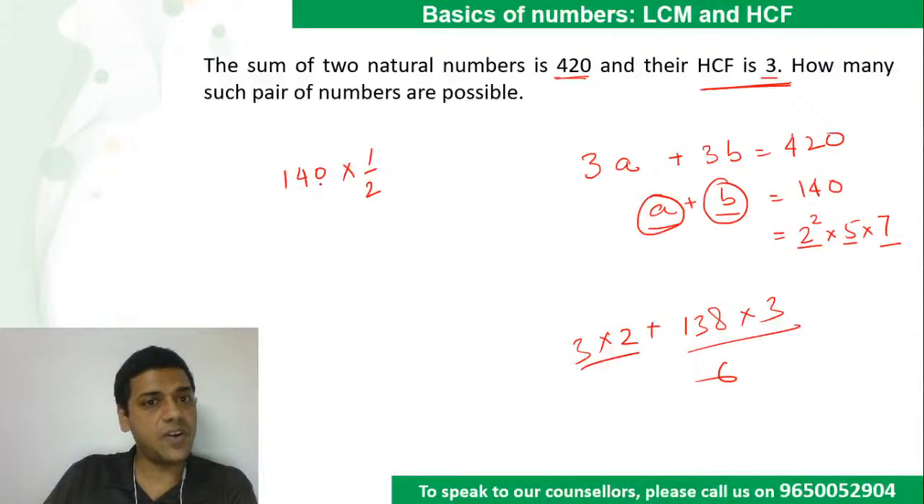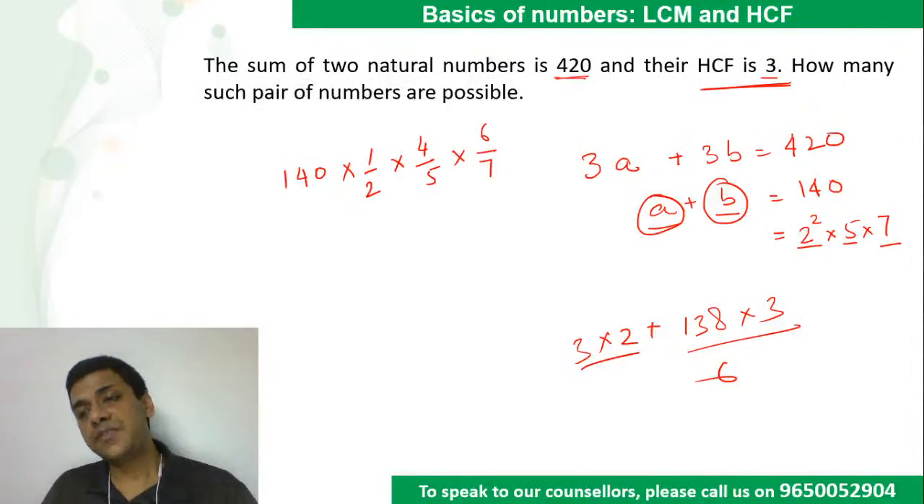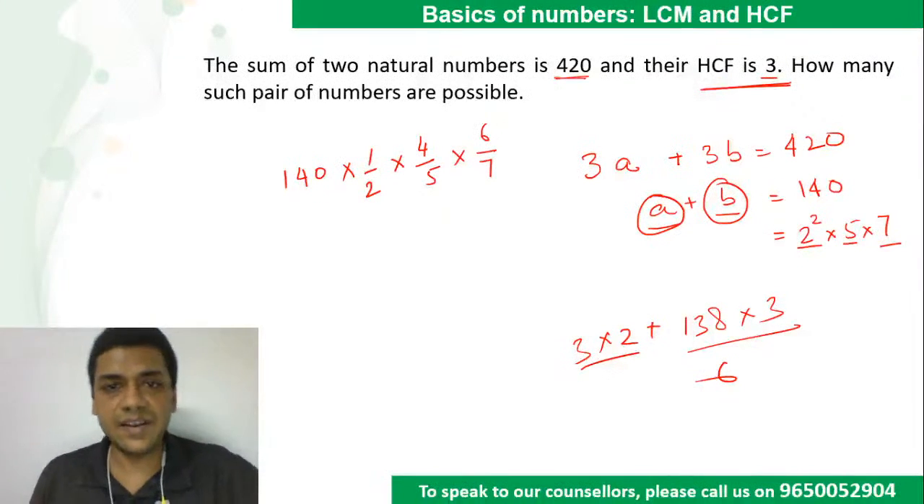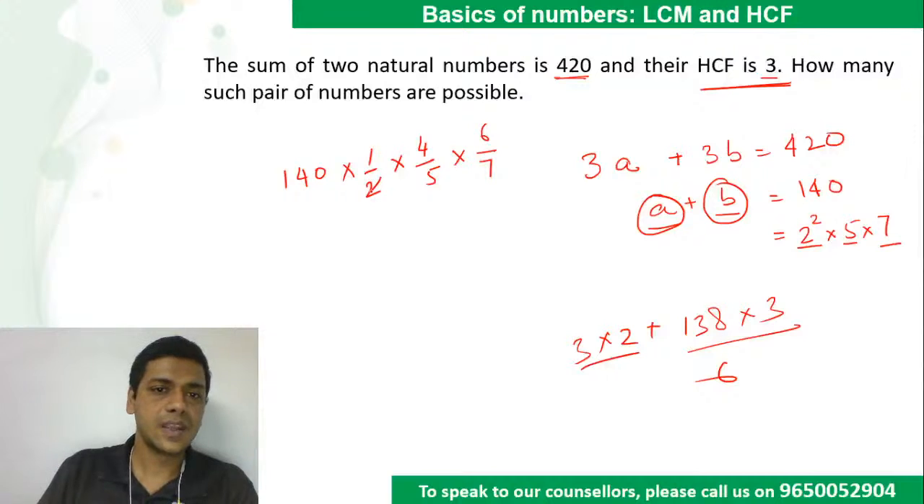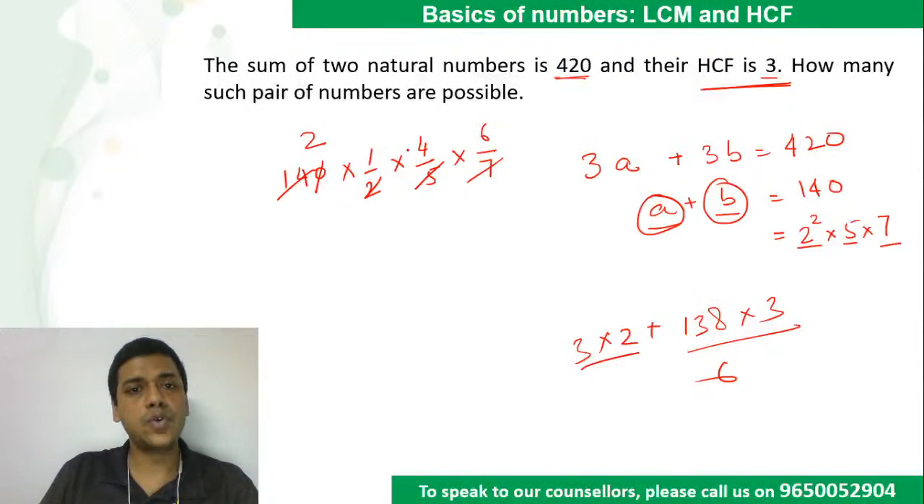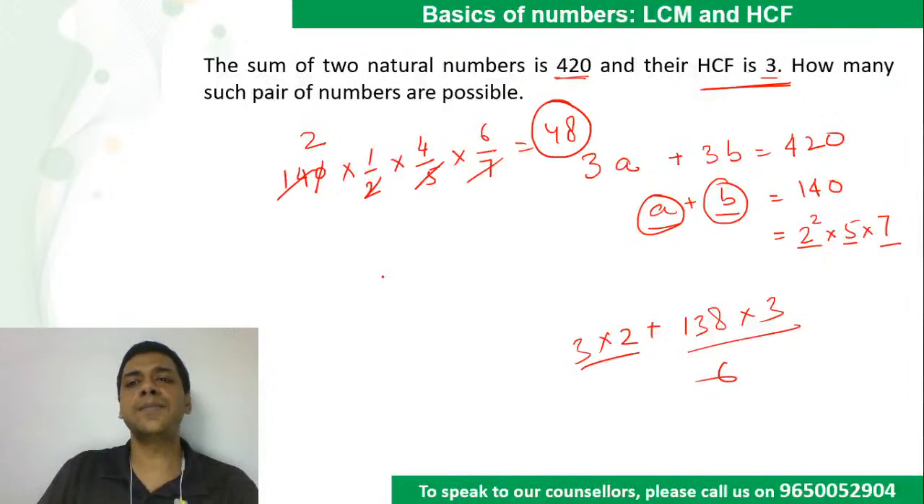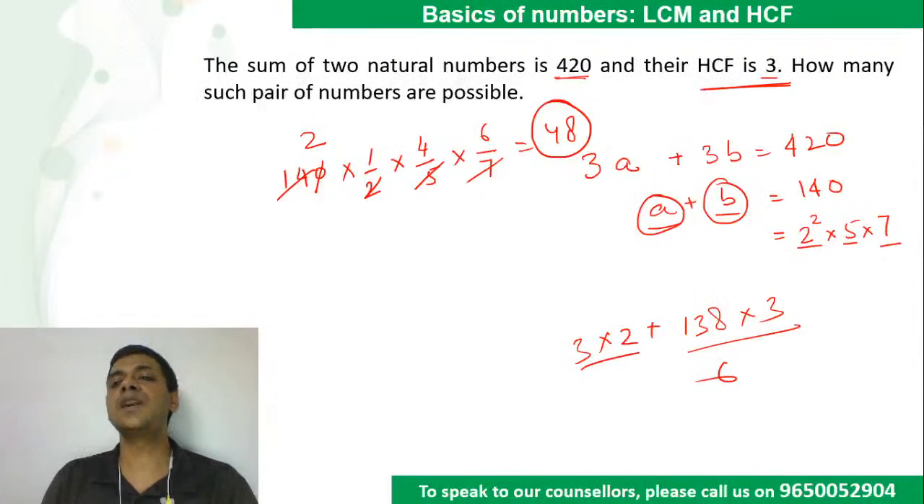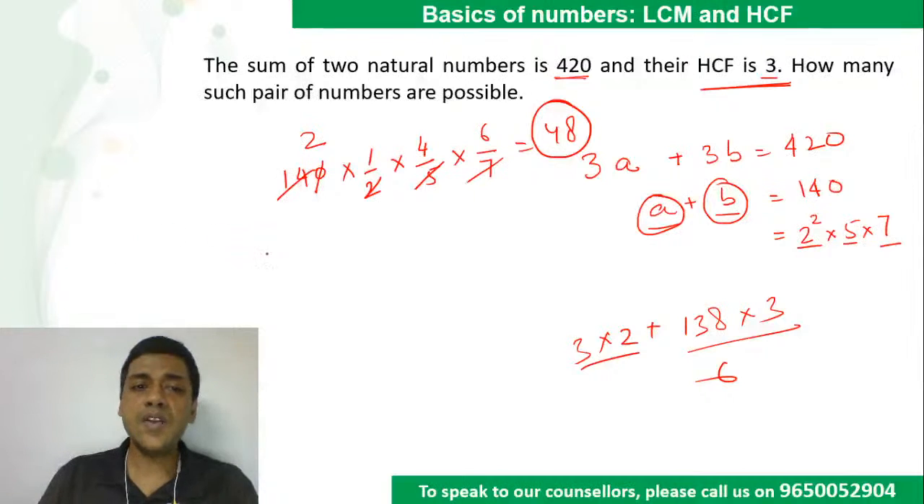Half of these numbers are multiples of 2, so we remove them. 1/5 of those numbers will be multiples of 5, so I take the balance 4/5. Then 1/7 of those numbers will be multiples of 7, so I remove those and take the balance. So this gives me how much? 2 into 4 is 8, 8 into 6 is 48. So there are 48 numbers less than 140 which are neither a multiple of 2 nor of 5 nor of 7.